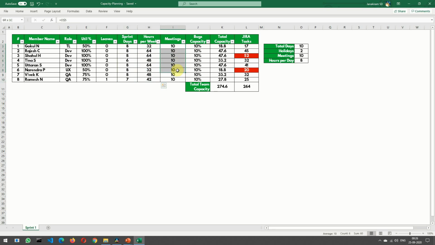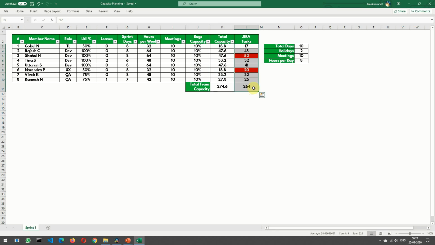As mentioned earlier, we are considering 10 hours of meetings per team member. We are reserving capacity for bug fixing across the team. We have allotted a 10% bug fix capacity. If we subtract the meeting hours and the bug capacity, this is the final capacity of every individual team members. This is in hours.